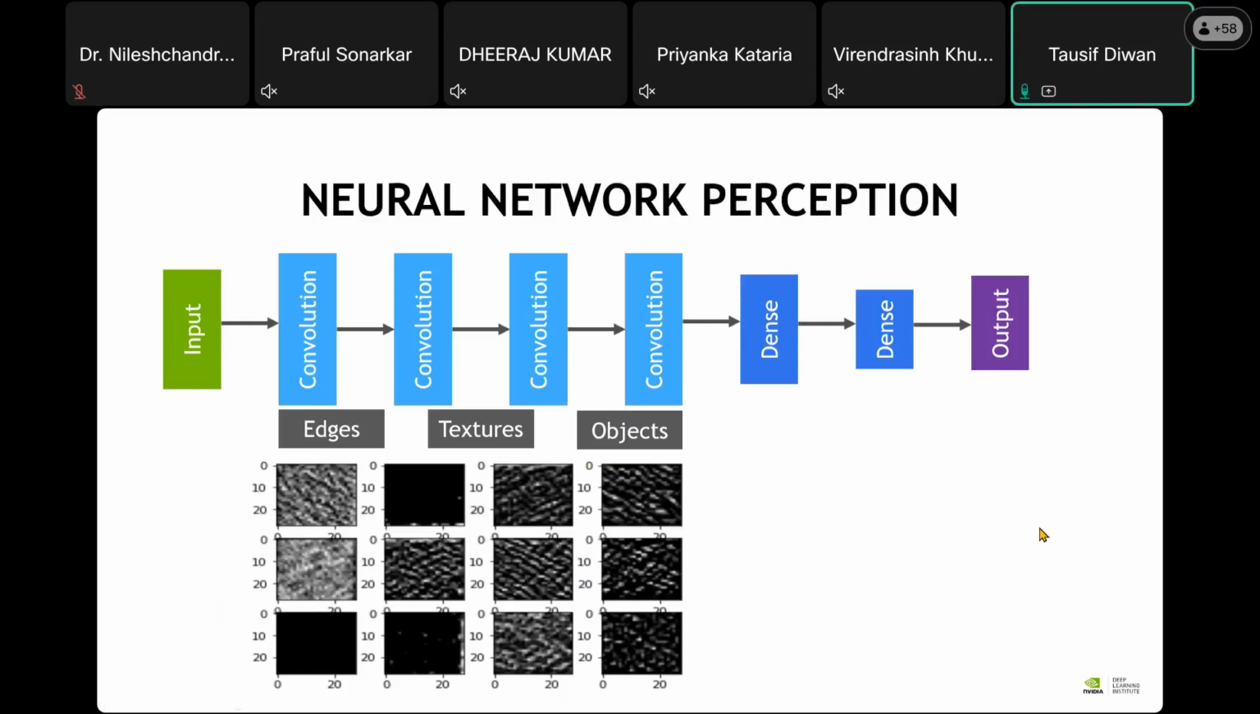Initial layers are responsible for capturing the low level features. Later layers are responsible for capturing the high level features.